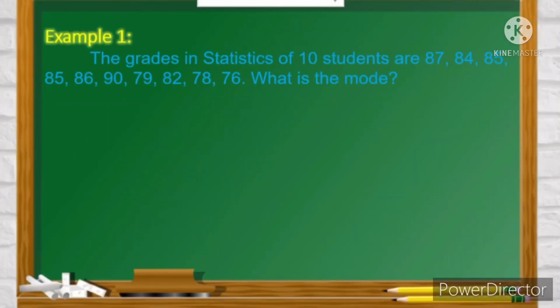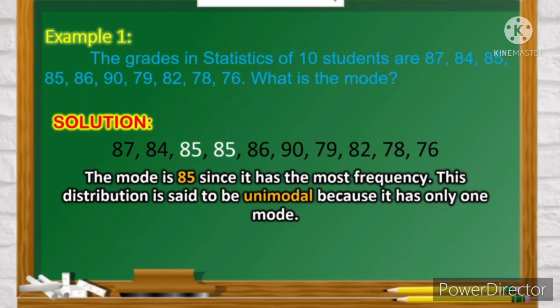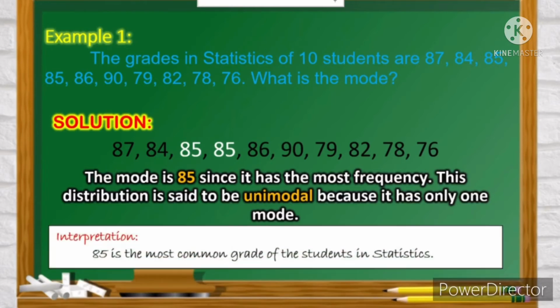The grades in statistics of 10 students are 87, 84, 85, 85, 86, 90, 79, 82, 78, and 76. What is the mode? For our solution, the mode is 85 since it has the most frequency. This distribution is said to be unimodal because it has only one mode. Therefore, 85 is the most common grade of the students in statistics.